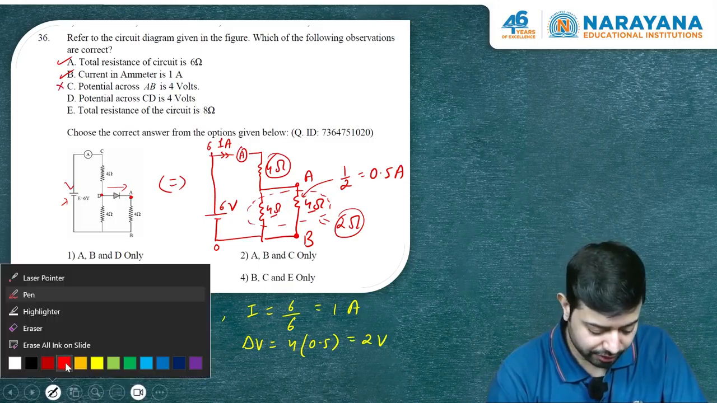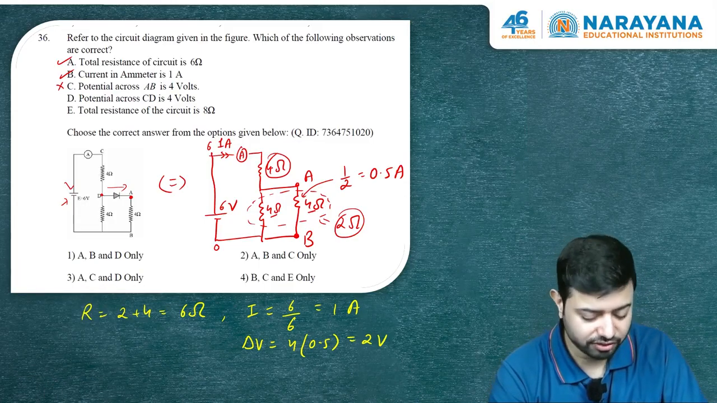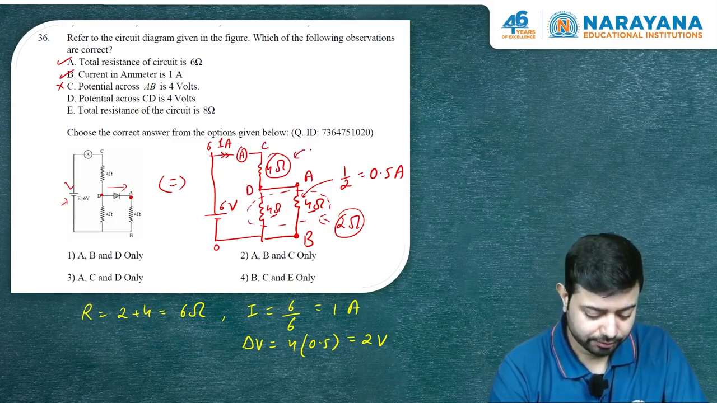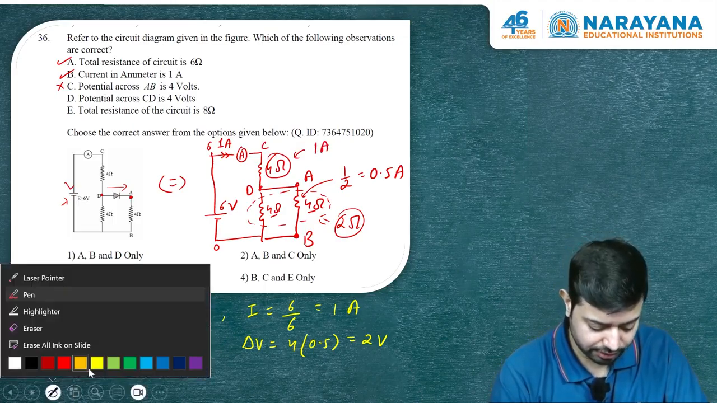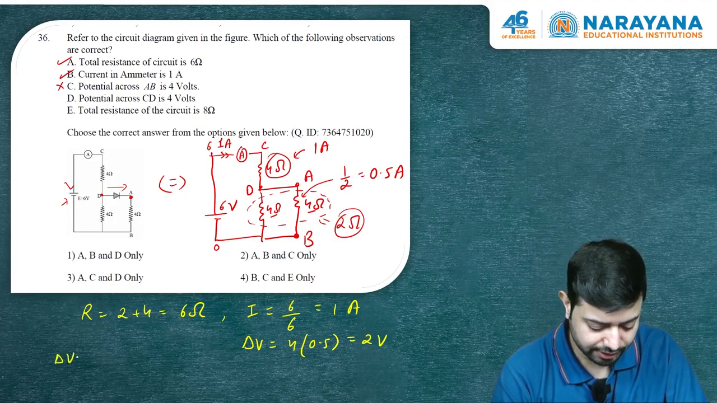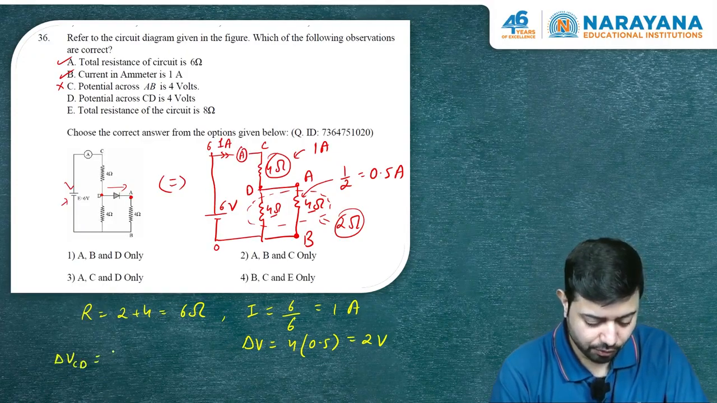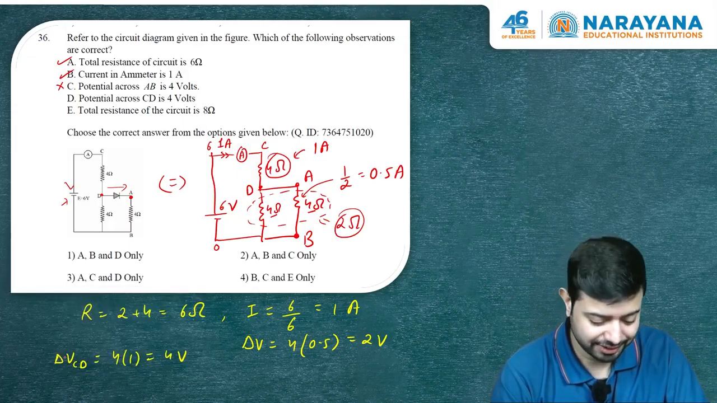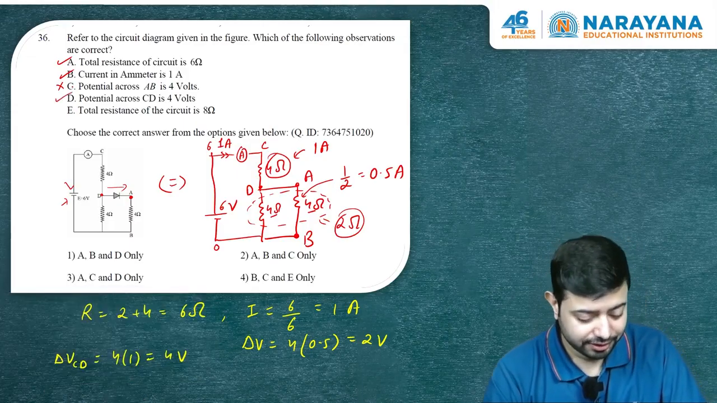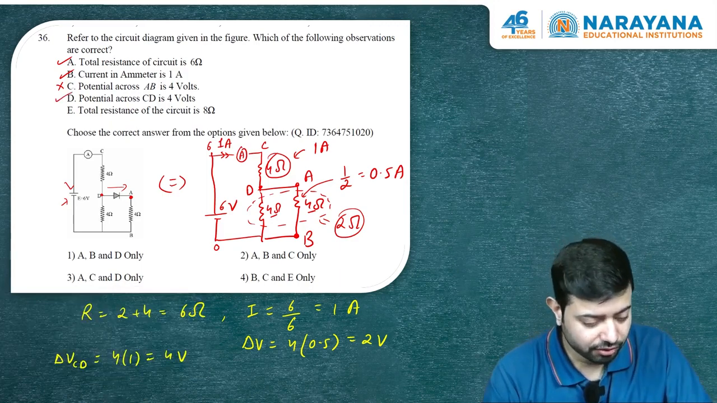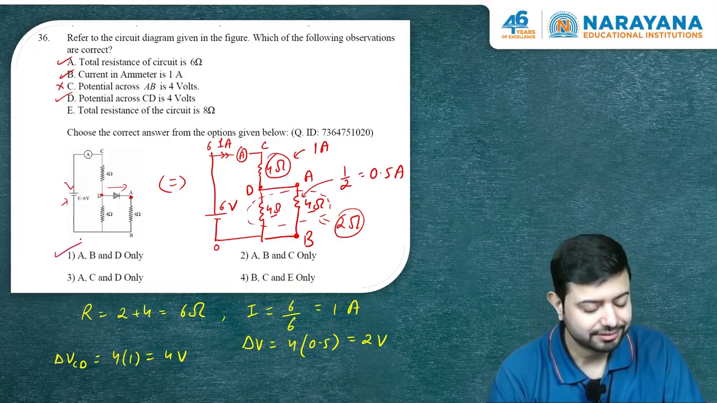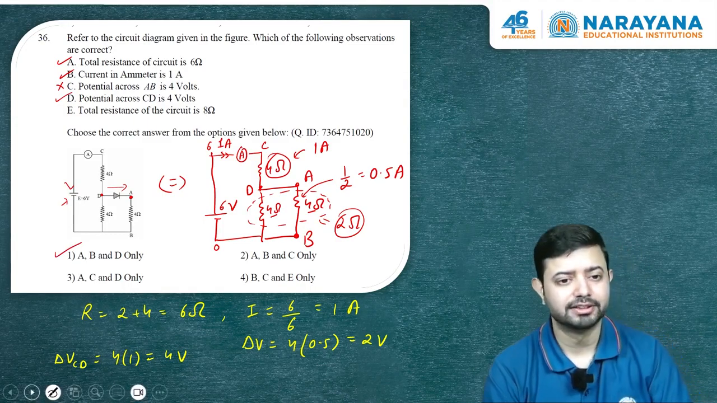What is the current flowing through the D? In the D option it is given CD. This is C and this is D. How much current is flowing through it? 1 ampere. So, 1 into 4, total delta V is how much? In that case across CD it will be 4 into 1, which is 4 volt, and this is absolutely correct. So, D is also correct. Total resistance of the circuit is 8 ohm, that is wrong. So, what are the correct options? A, B and D. Which option is matching? First option. Alright, I hope it is clear so far.